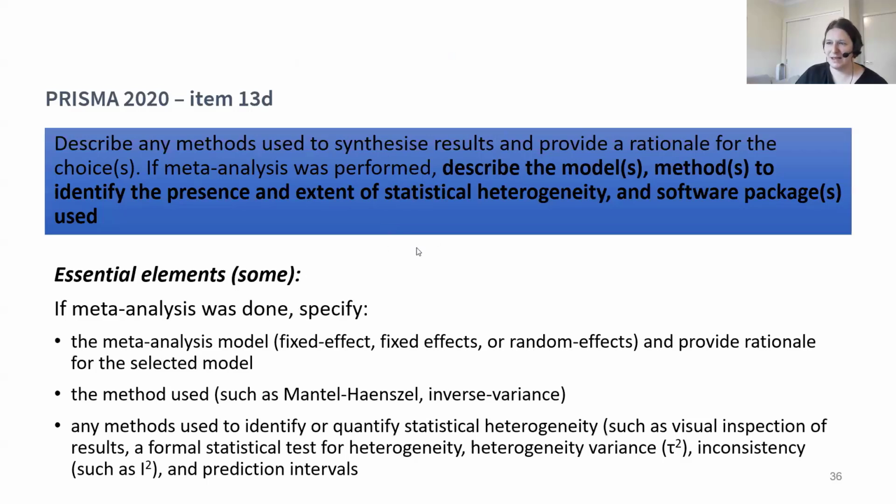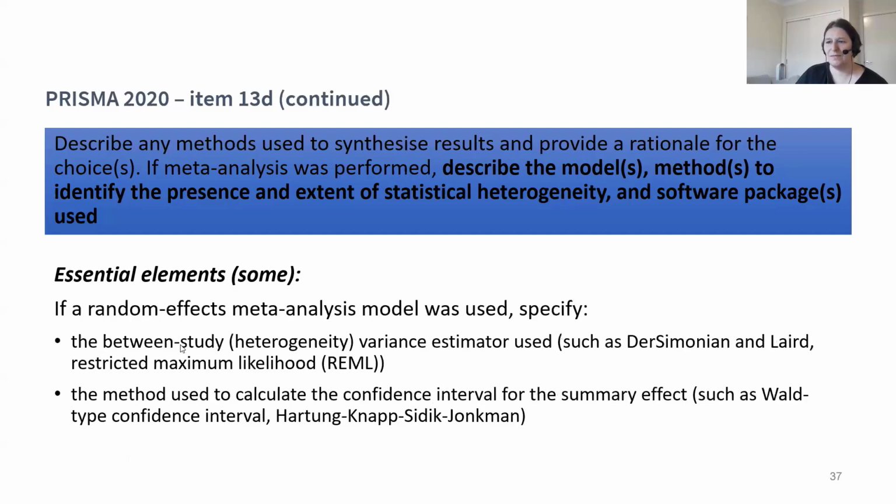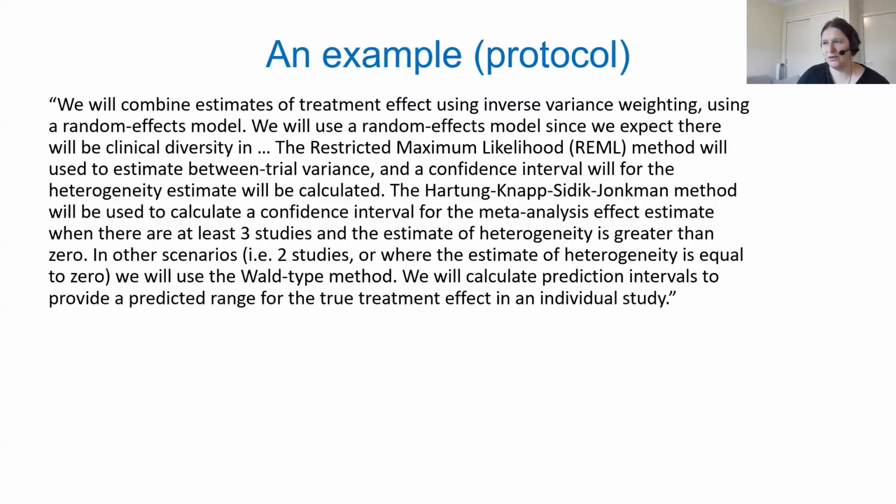And then within that item, there are elements that provide much more detailed guidance around what you should report. So the meta-analysis model, the methods used to identify or quantify statistical heterogeneity, the between study variance method that you'll use, and the method used to calculate the confidence interval for the summary effect. And something additional here is really thinking about that algorithm that's going to dictate which method you use in which circumstance. I think that's something that's important to include.